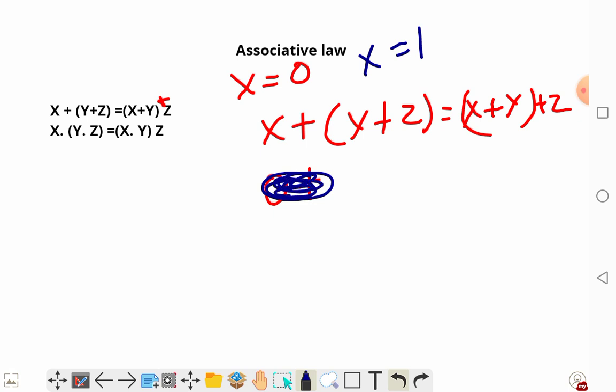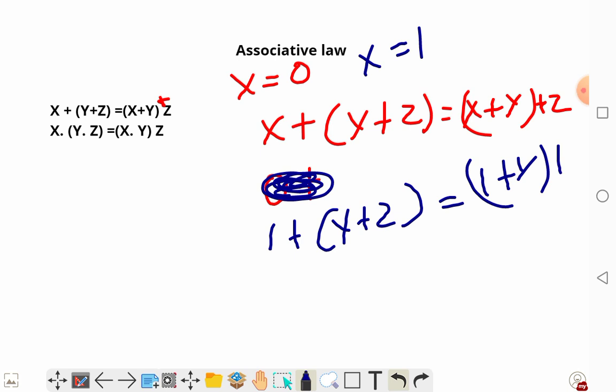When x is 1, first we write the expression as it is. Now we will substitute the x value. The x value is 1, so 1 plus y plus z. y plus z is a single value. Again 1 plus y plus z.